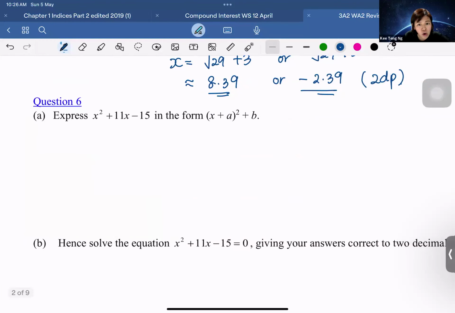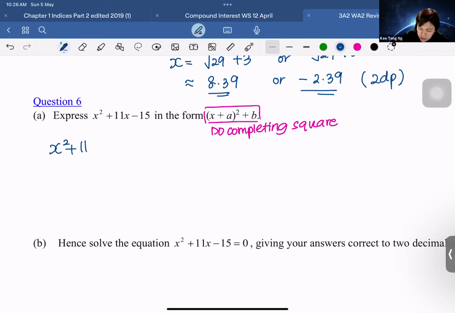Right, one more of the same type of question, but this time round we may have a little bit of fractions. Let's take a look at this question. Express the following in the form x plus a squared plus b. What does this mean? This just means do completing the square. Let's begin with x squared plus 11x minus 15. I'll have my square over here.